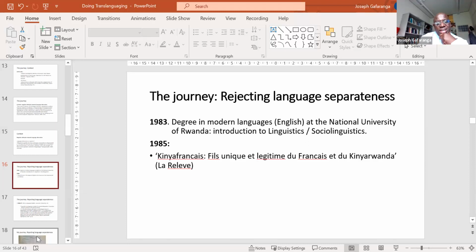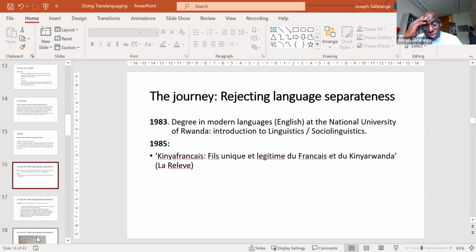And I published an article in the local press, the local media, which I entitled Kinyafrancais, fils unique et légitime du français du Kinyarwanda, by which I meant that language alternation is a normal, that is legitimate, outcome of the contact between French and Kinyarwanda. I was therefore rejecting the views I've already illustrated, which saw Kinyarwanda and French as separate and in need of being kept separate.